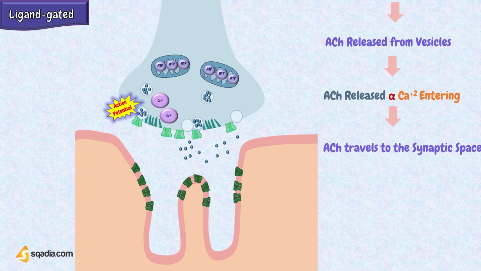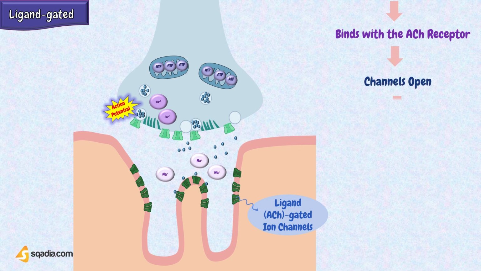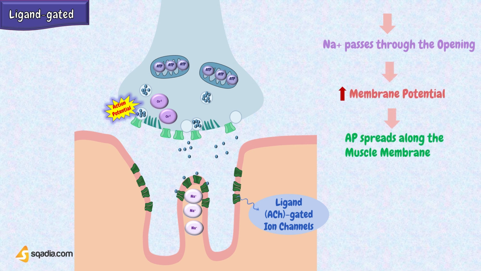In the case of the ligand-gated channels, during the transmission of impulse through the neuromuscular junction, acetylcholine is released from the vesicles. The acetylcholine moves through the membrane of the axon terminal and reaches the synaptic cleft. Then the acetylcholine molecules cause the opening of sodium channels in the postsynaptic membrane, and sodium ions diffuse into the neuromuscular junction from the extracellular fluid.